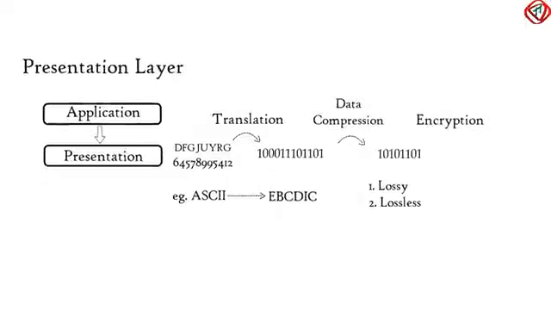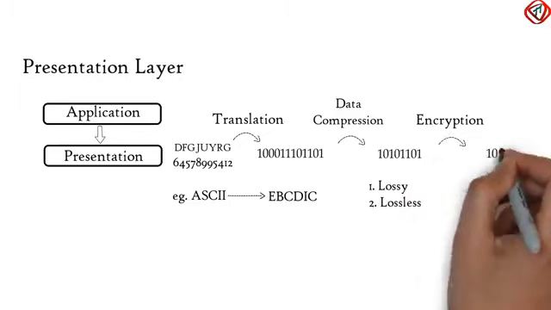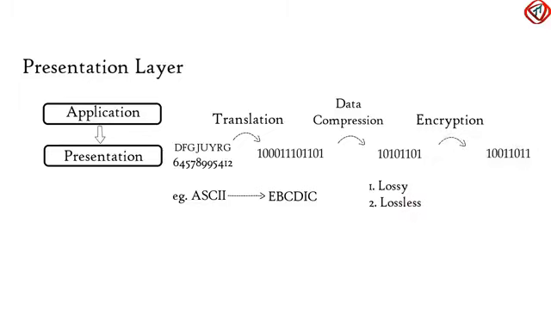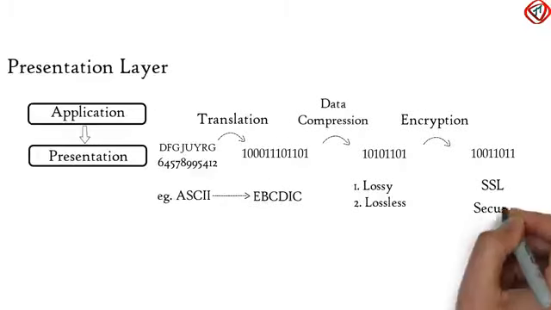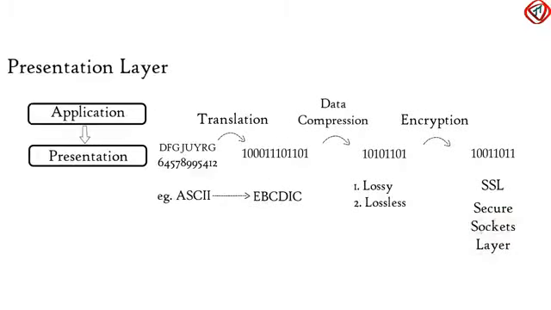To maintain the integrity of data, before transmission, data is encrypted. Encryption enhances the security of sensitive data. At sender side, data is encrypted, and at receiver side, data is decrypted. SSL protocol or Secure Sockets Layer protocol is used in presentation layer for encryption and decryption. So, presentation layer performs three basic functions: translation, compression, and encryption/decryption.